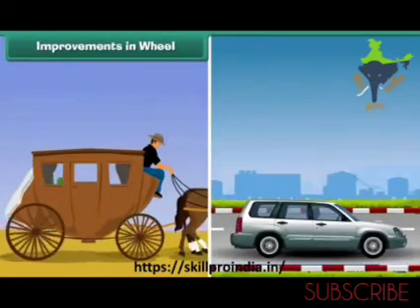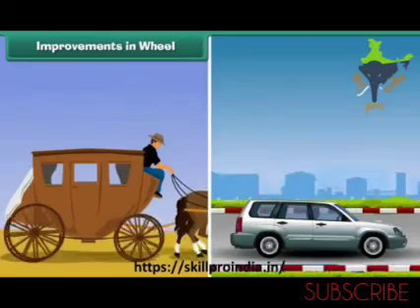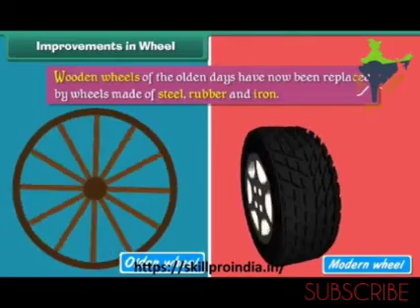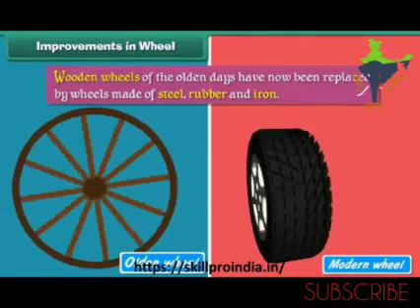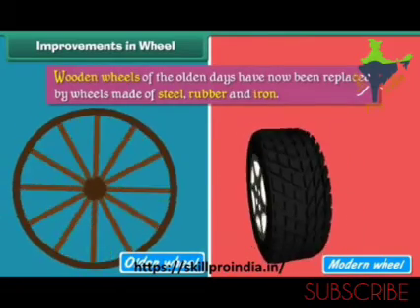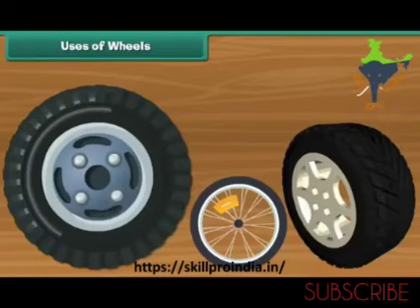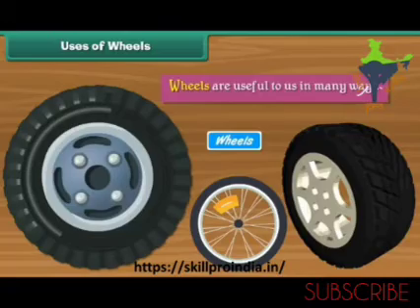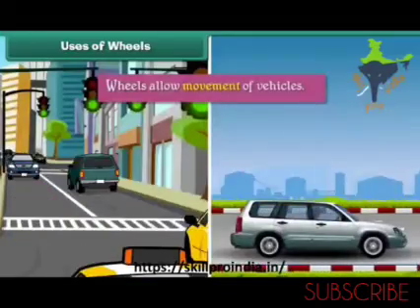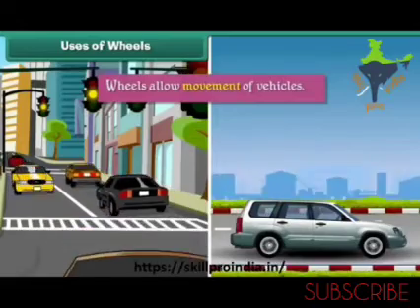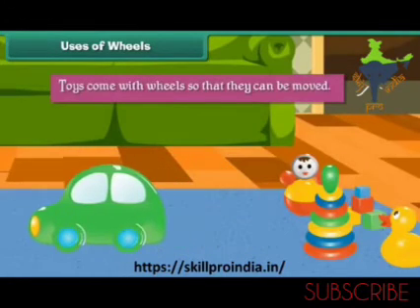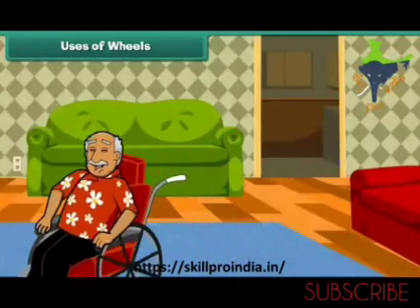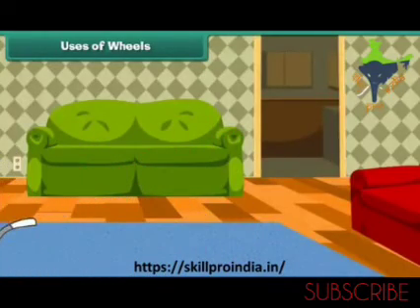Improvements in wheel. With the passage of time, wheels improved. Wooden wheels of the olden days have now been replaced by wheels made of steel, rubber, and iron. Uses of wheels. Wheels are useful to us in many ways. Wheels allow movement of vehicles. Toys come with wheels so that they can be moved. A wheelchair enables movement of a disabled person or a patient from one place to another.